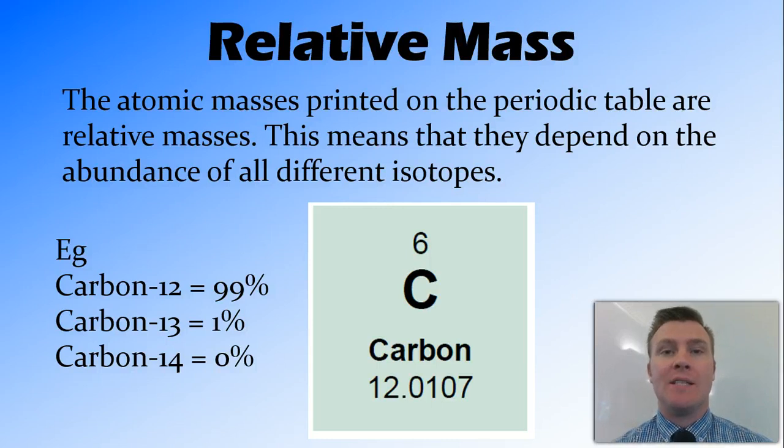And this is why different elements in the periodic table will have atomic masses that aren't whole numbers, because we know that the atomic mass is the number of protons plus the number of neutrons, but you can't have 0.01 of a neutron and you can't have 0.8 of a neutron. So this is where that decimal point comes from. It's showing a relative mass as to the relative abundance of that particular isotope.